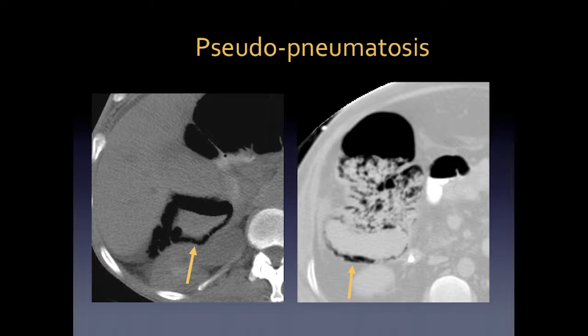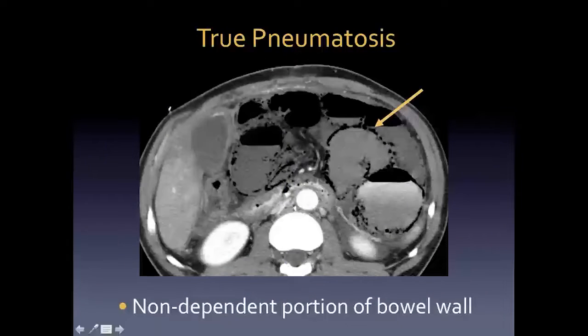And one of the ways you can tell the difference is to go up and look at the non-dependent wall and see if you see continuation of that sort of bubbly wall abnormality where you are no longer seeing stool in the lumen. And you notice that, it looks funny here, looks funny here, looks funny here, and then all of a sudden it looks very normal. So this is not true pneumatosis.